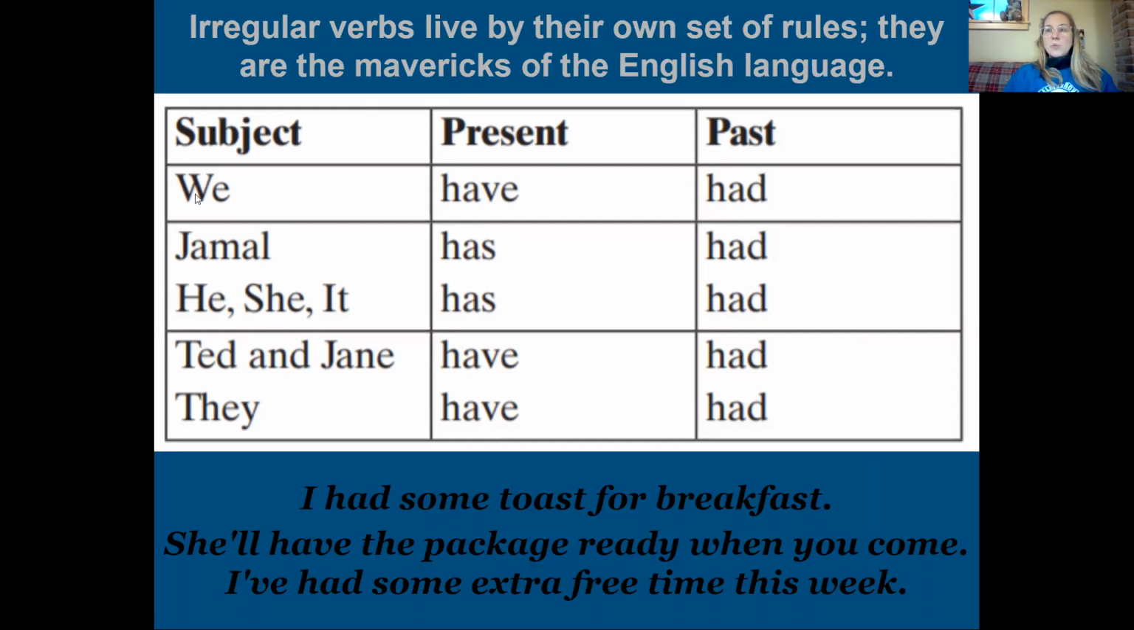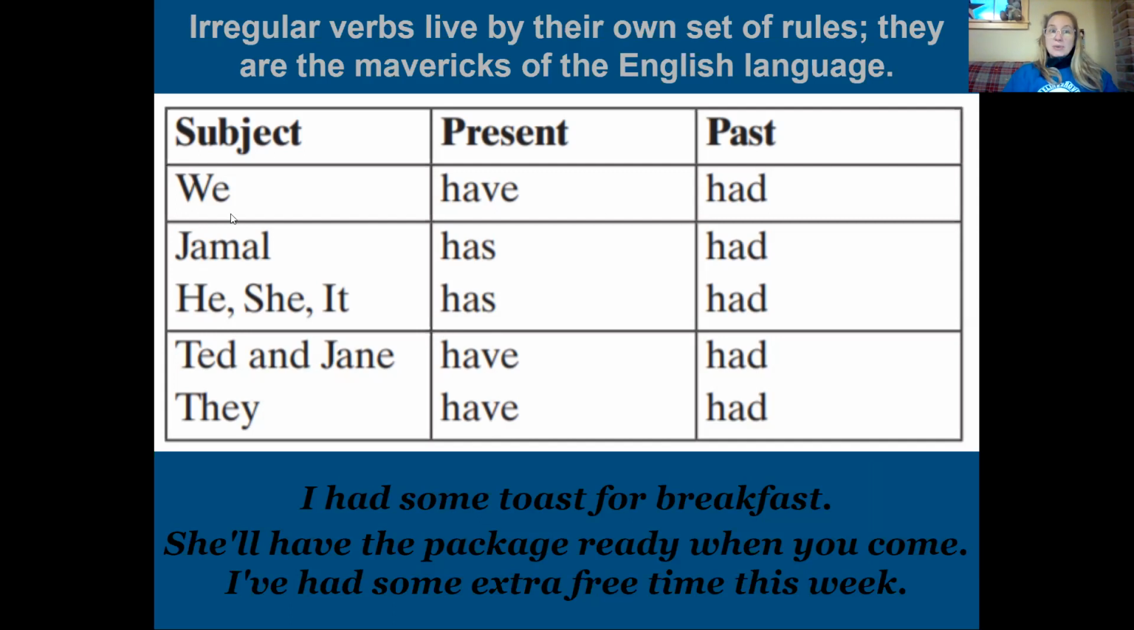The subject is we. So if you are using we and you're talking about the present tense, you would say have. If you are using we and talking about something in the past tense, you would use had. Same thing for has. If you are talking about the present tense with one subject, you would say Jamal has. Or if you had a pronoun and you would want to use an irregular verb, you would say he has, she has, it has for present tense.